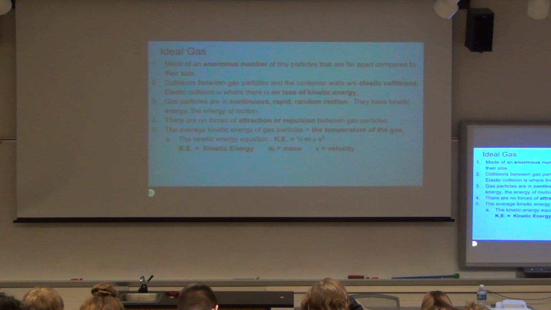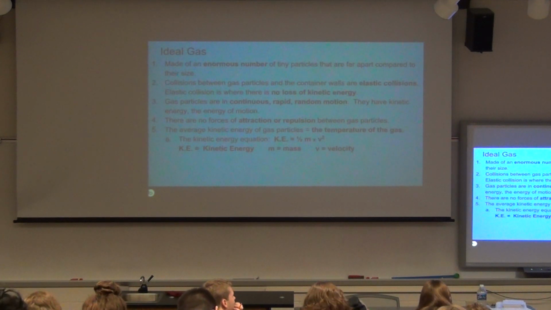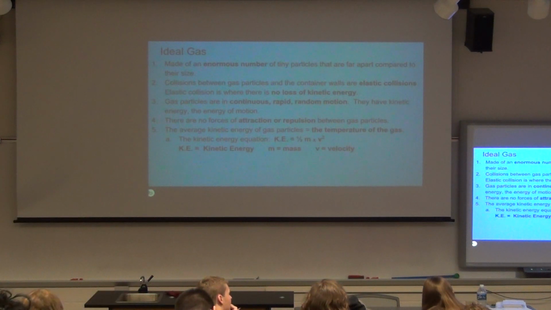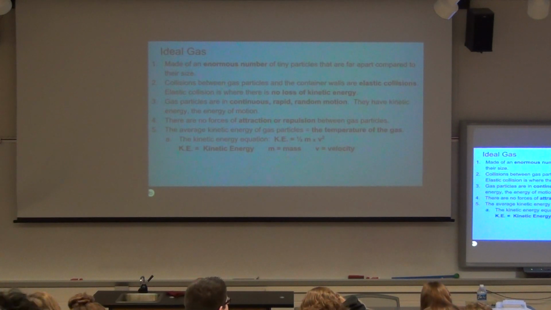1/2 m times v squared. So there are 2 components to kinetic energy: the mass of those particles and how fast they're moving. So what if you have 2 different gases, but they have the same temperature? What might that imply?